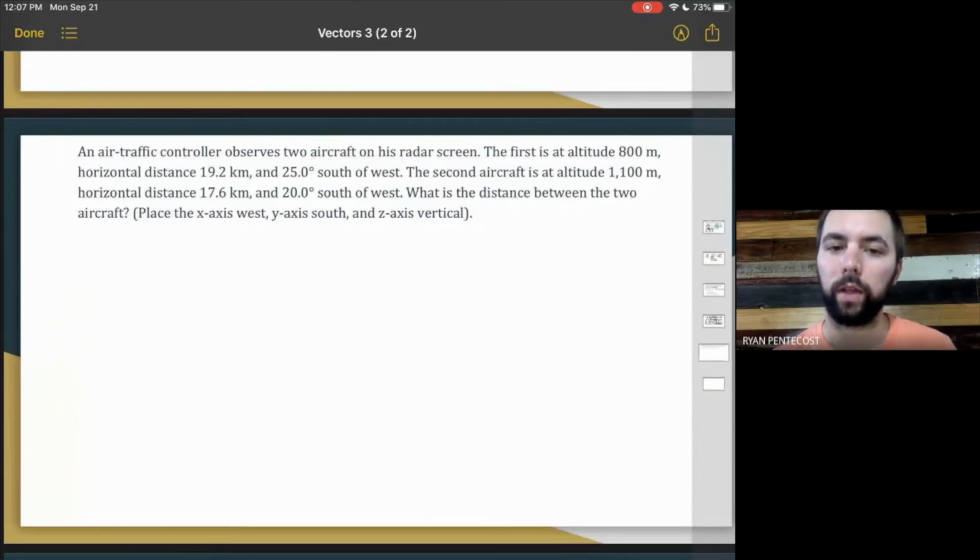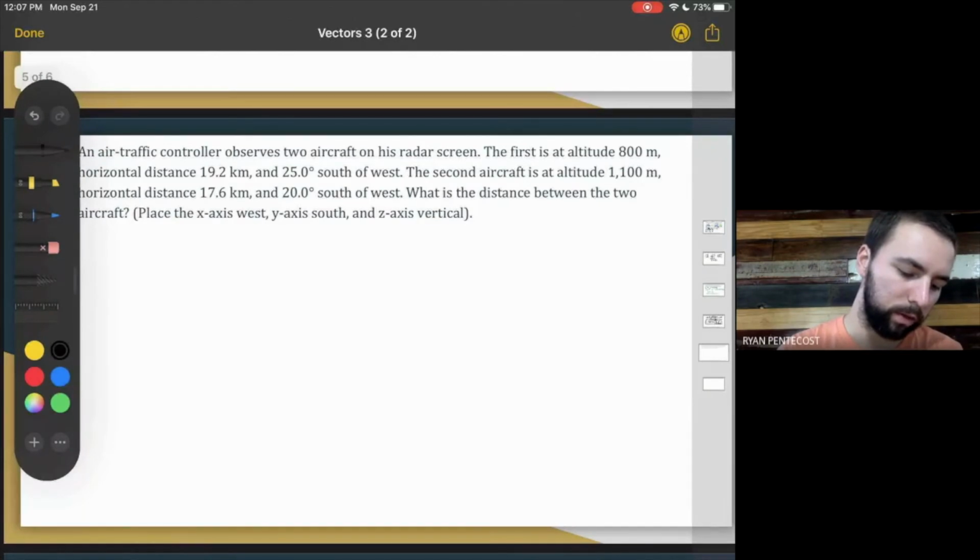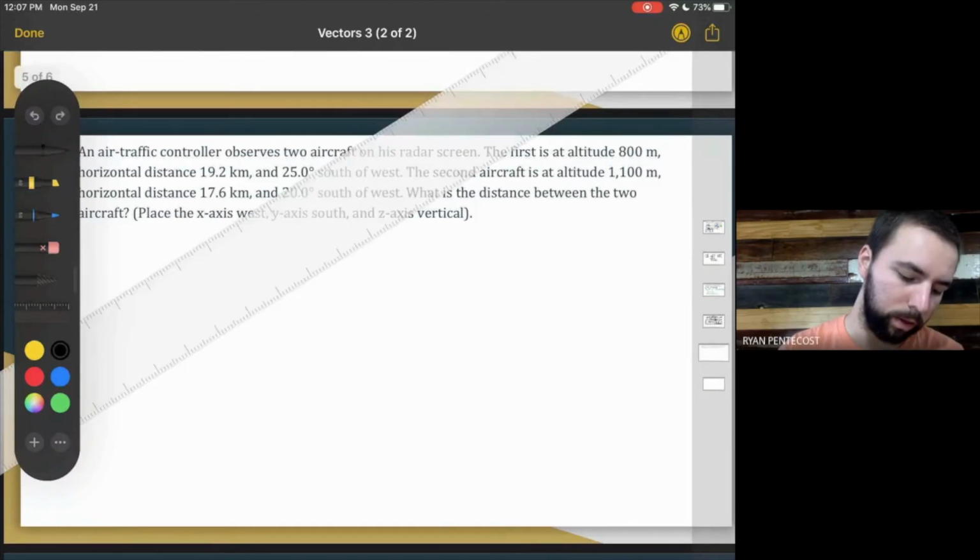And then we gave you the hint of what to do with your axes. So these aircraft are very close together angle-wise. So if we were to actually graph this, here, let me use this to get it.